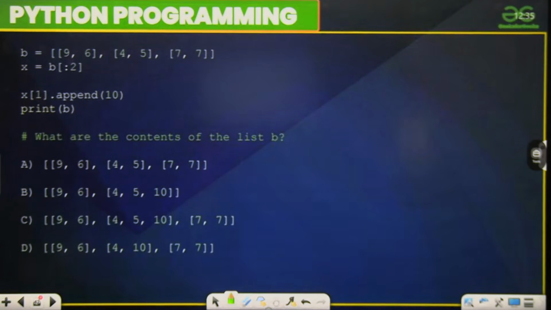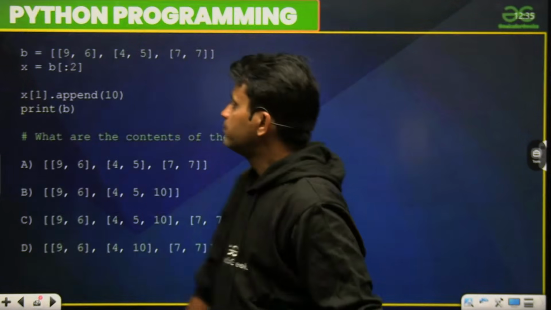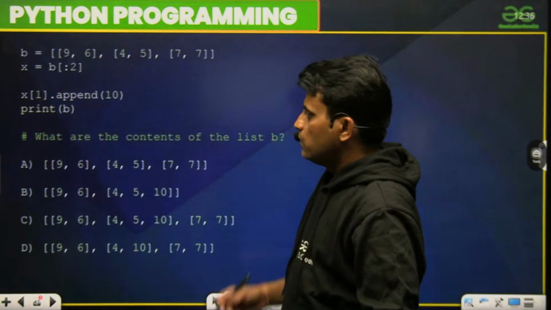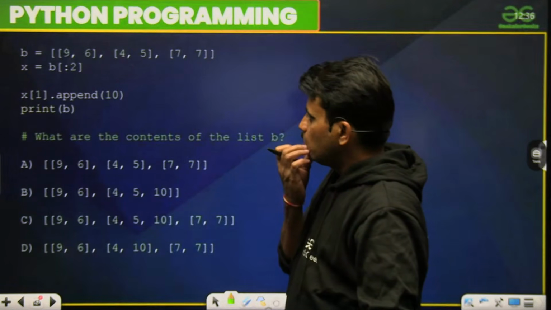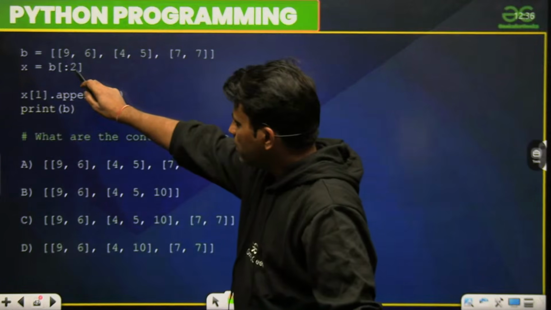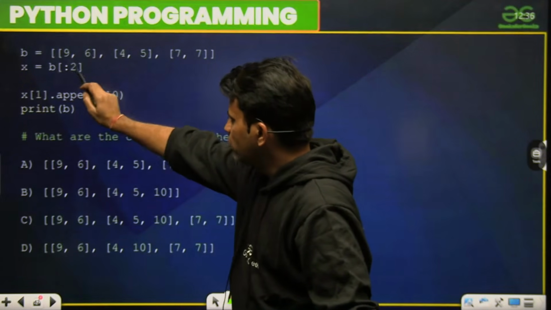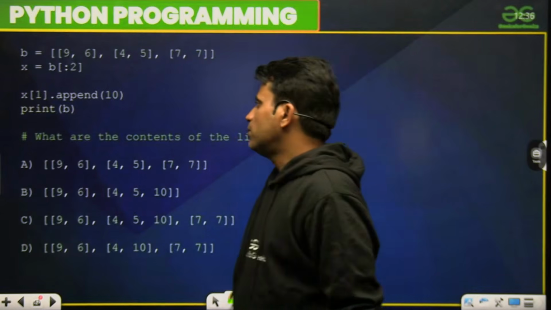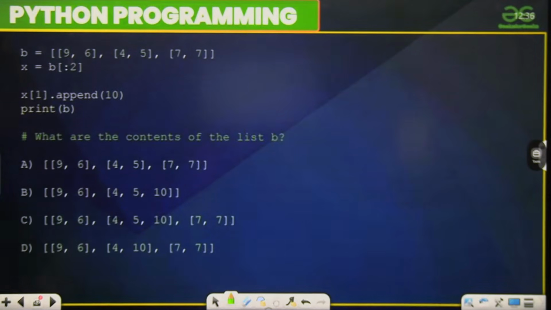Okay, student. Quick reply please. Yes. B equals 9 6 4 5 7 7 and X equals B slice 2. So 0 to 1. How much is the slice? 2 is the end part, and the end is excluded. So 0 to 1: 0 1, 9 6 and 4 5. So x1 dot append 10.